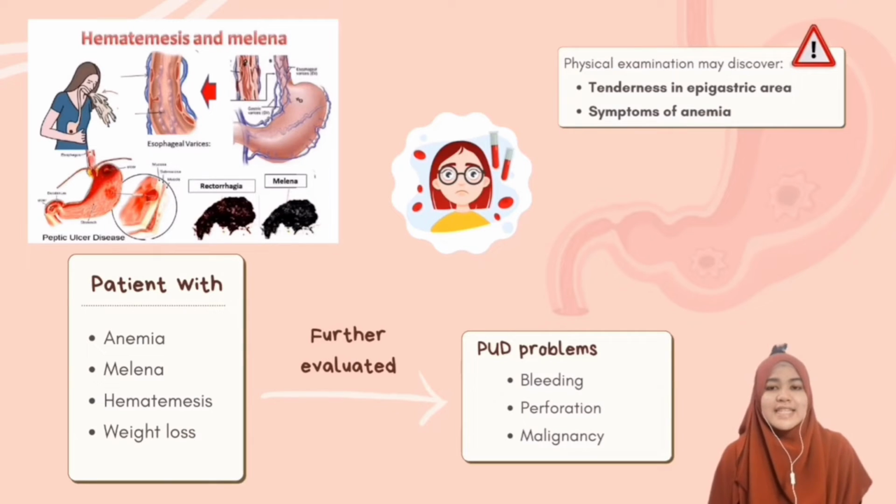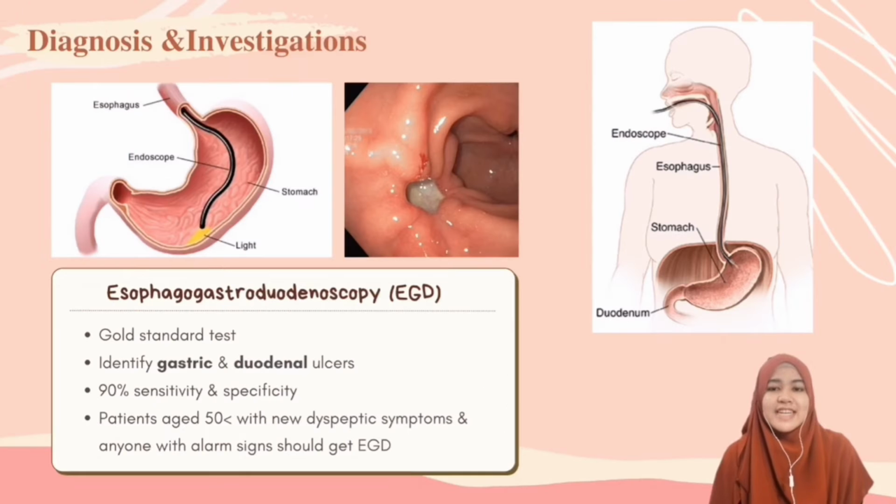Any patient who has anemia, melena, hematemesis, or weight loss should be evaluated further for PUD problems such as bleeding, perforation, or malignancy. During a physical examination, tenderness in the epigastric area and symptoms of anemia might be discovered. For further discussion, we will discuss a few diagnoses and investigations that can be done for peptic ulcer disease.